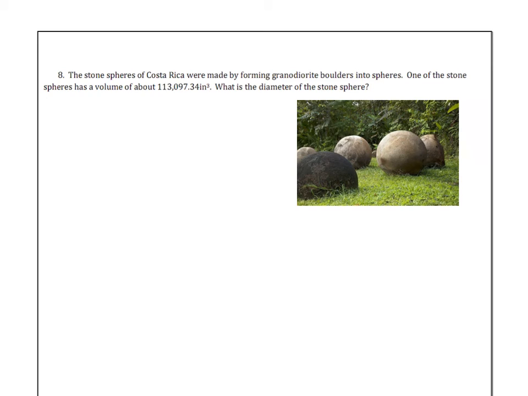Look for keywords, you guys. I see volume, I see sphere. And so that's the formula that I want to choose. Now remember, volume of a sphere is 4/3 pi r cubed. Where does the 113,097.34 go? That is the volume, so it goes in for V.